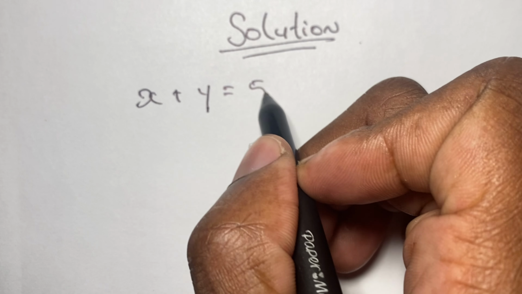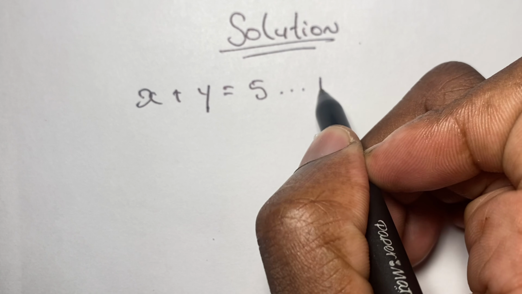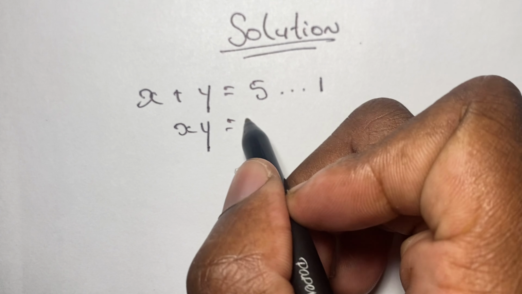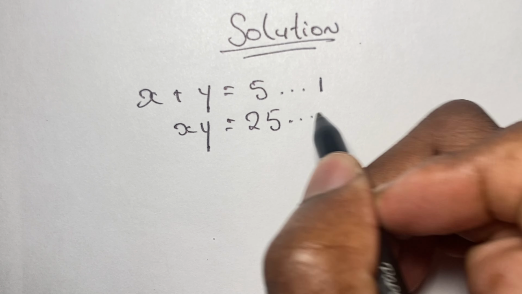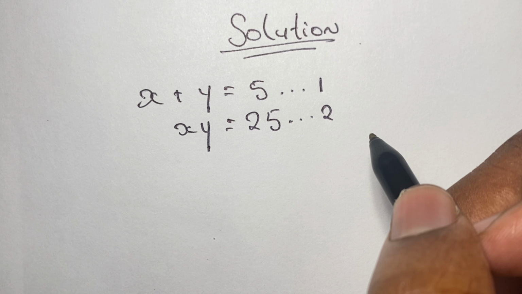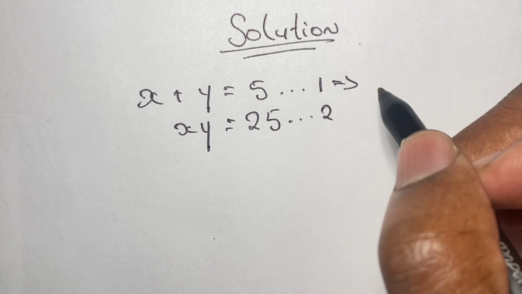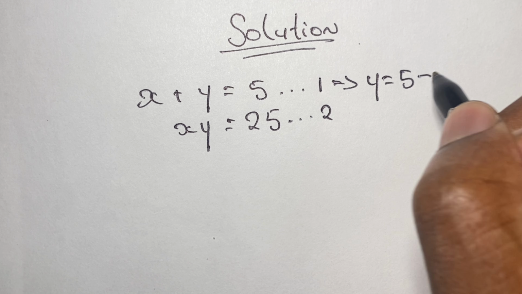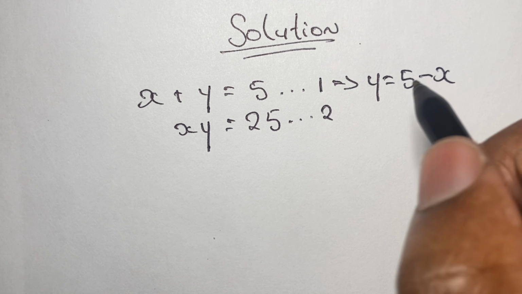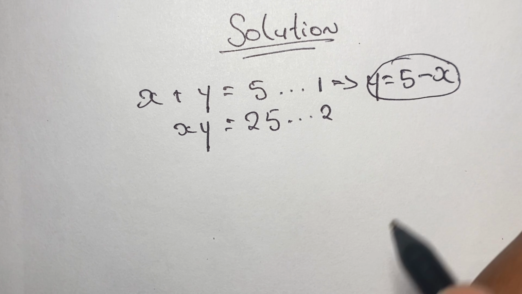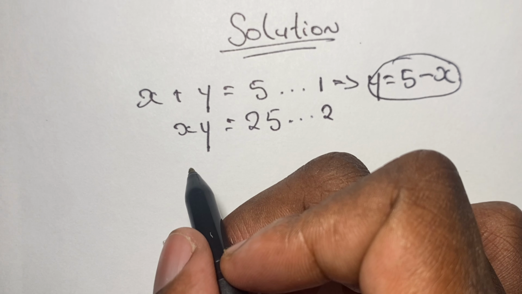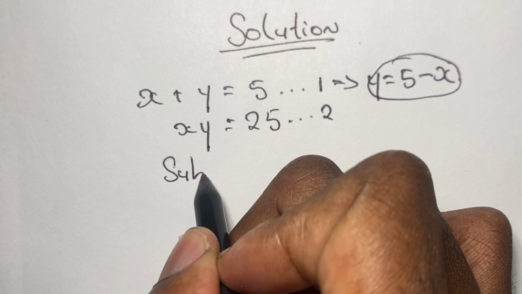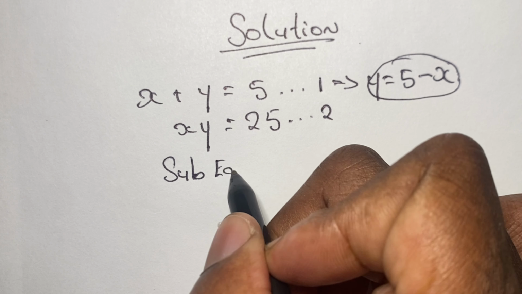Our first equation says x plus y is equal to 5, so this is equation 1. And our second equation states that x times y is equal to 25, and this is equation 2. Now to solve this pair of simultaneous equations, we use what we call the substitution method, where the value of one variable in one equation is substituted in the value of the variable in the other equation. So in this example, we'll be substituting the value of y in equation 1 into the value of y in equation 2.